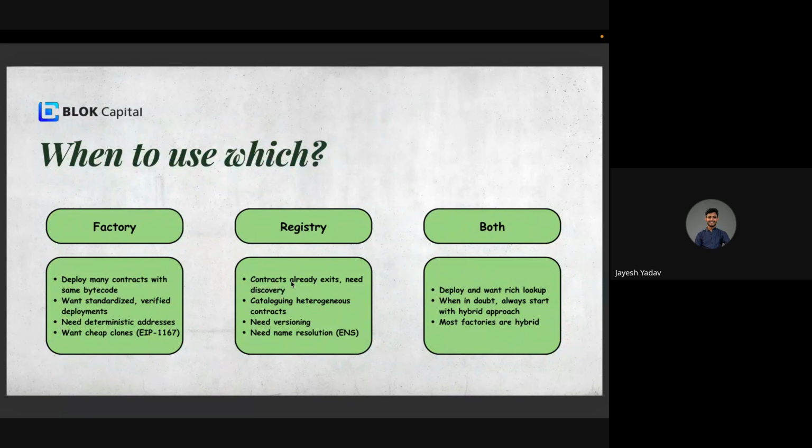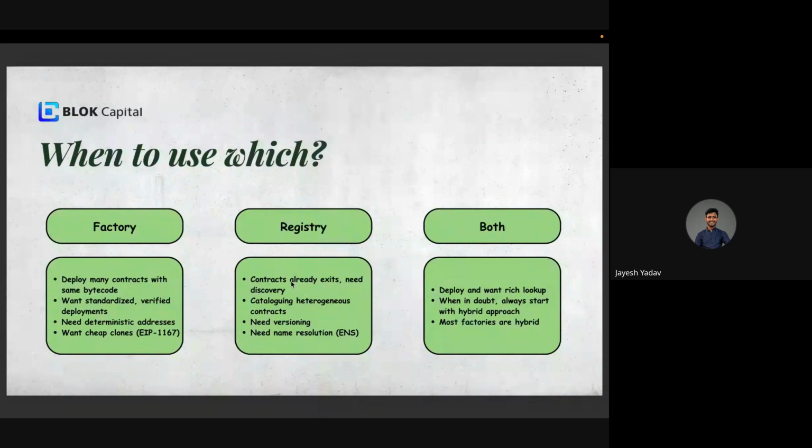use a factory. The fourth point is when you want cheap clones, when you want thousands of the same contracts, you just deploy it once and just deploy cheap clones instead of deploying all the contracts on chain.